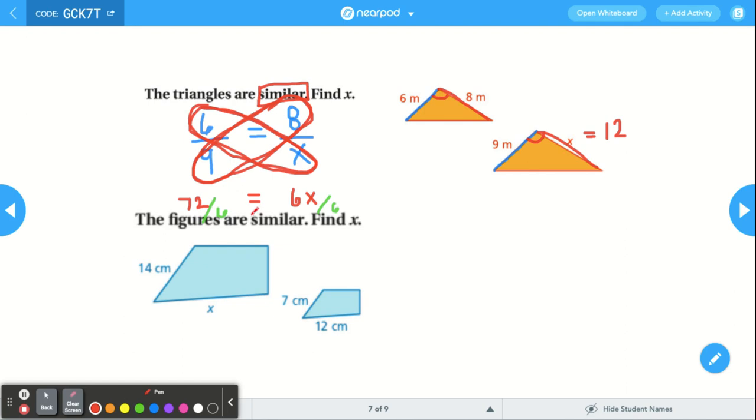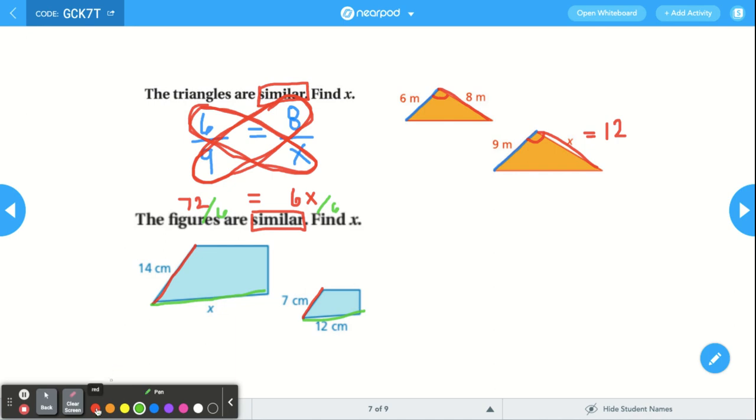So it says these two figures are similar, find x. So remember, if it's similar, we know that the side lengths are proportional. The corresponding side lengths are proportional. So 14 corresponds to 7. And the x down at the bottom corresponds to the 12 right here.